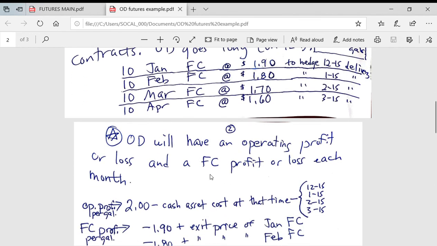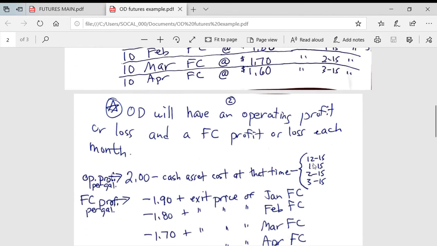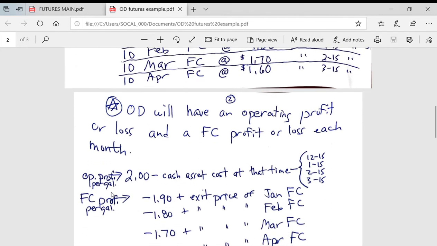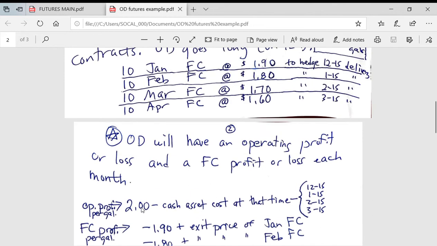Now the oil distributor will have an operating profit or loss as well as a futures contract profit or loss each month. Now the operating profit on a per gallon basis will be the $2 price locked in minus whatever the spot price of heating oil is when he goes to buy it just prior to taking it to his client and delivering it. So on 12/15, his operating profit per gallon will be the $2 selling price minus whatever the spot price of heating oil is on December 15th that he has to pay.